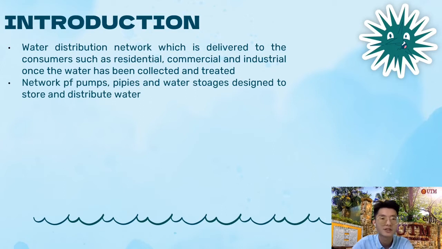For the introduction part, the water distribution network is delivered to the consumers, such as residential, commercial, and industrial, once the water has been collected and treated. The network of pumps, pipes, and water storage is designed to store and distribute water.